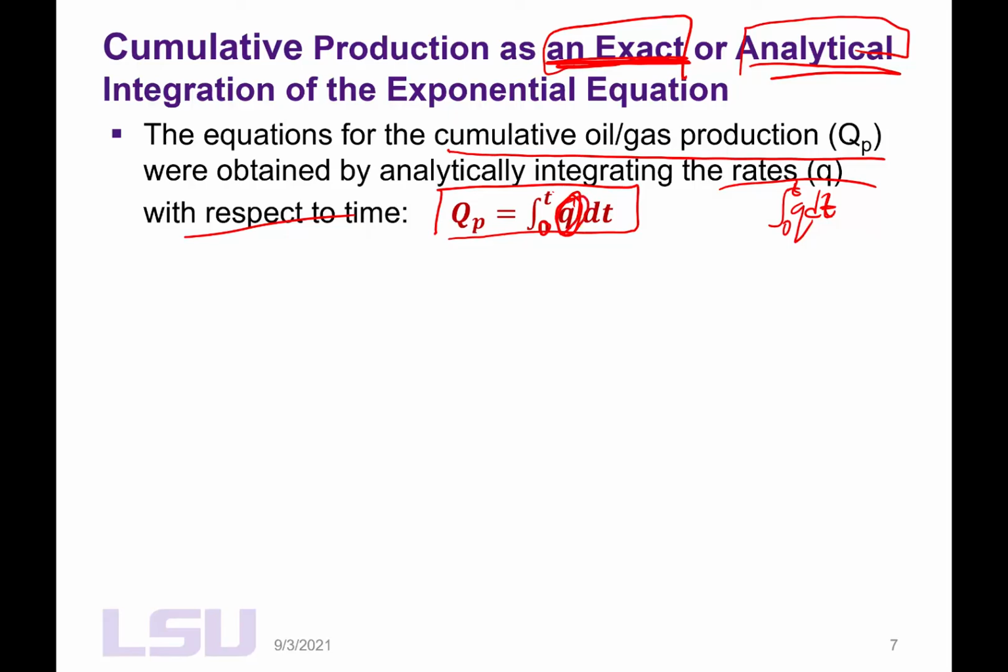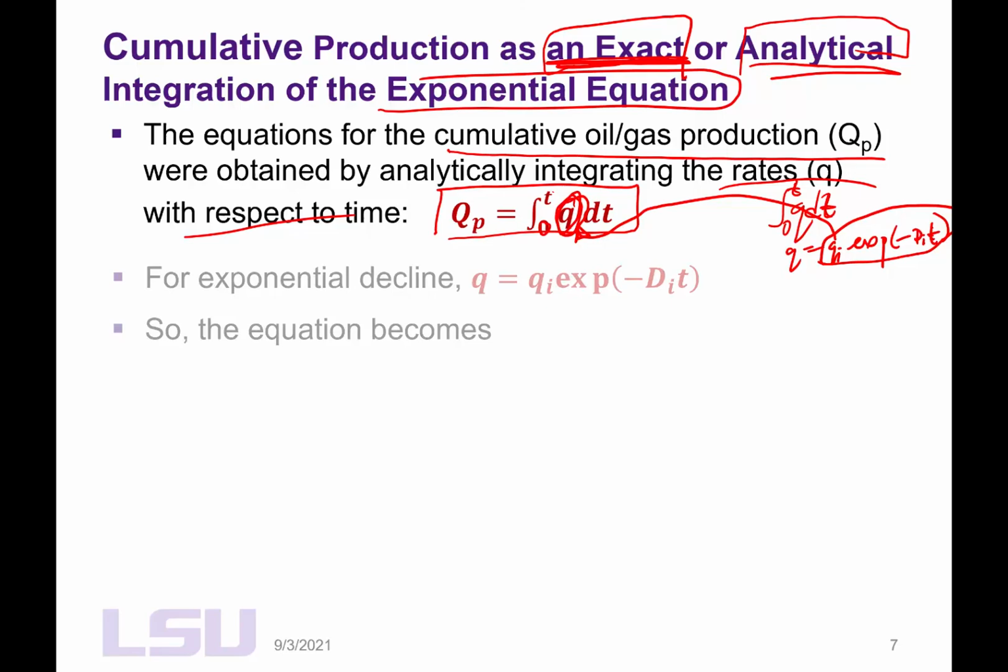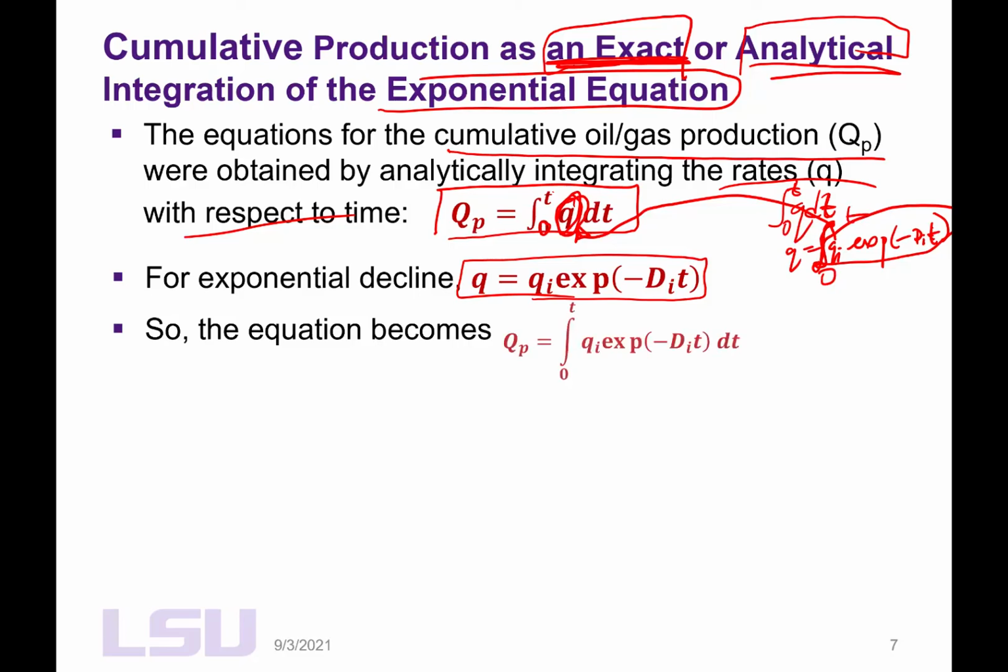Here we want to integrate the exponential model. And what's the equation for the exponential model? Q equals Qi exponential of minus Di t, that's what I gave you in the previous slide. So you just put this value in here. That's the equation given on the previous slides. So you need to just integrate this, right? Integrate this from 0 to t. That's what you're going to see here: integrate from 0 to t the expression for the exponential with respect to time.